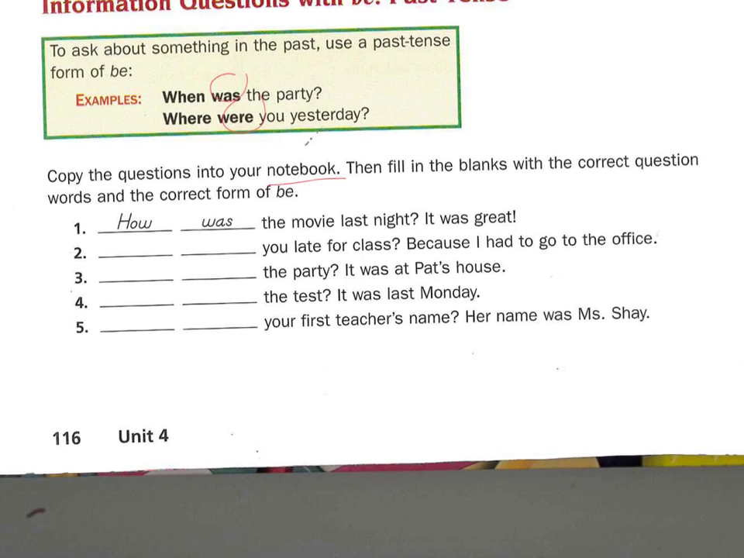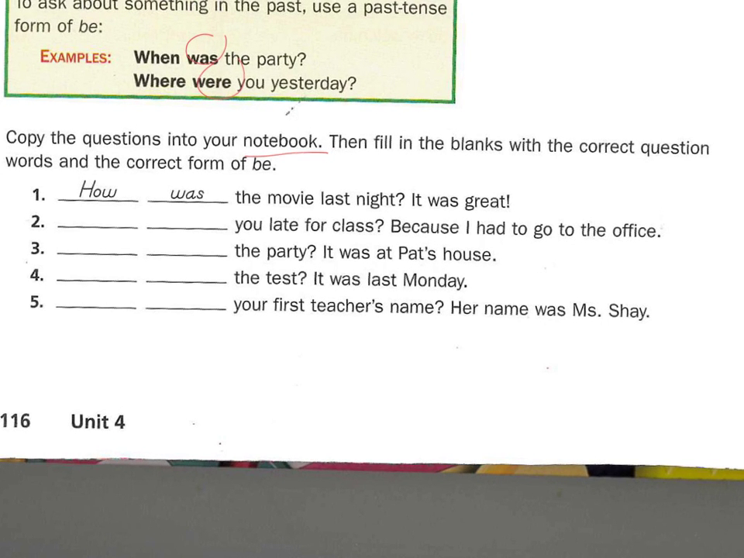You late for class. Okay, so because is your clue. See because? When you see because, the question is why. Is it going to be was or were? So why were you late for class? Because I had to go to the office. It was at Pat's house. That's where. Where was the party?